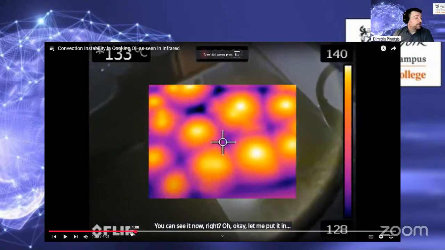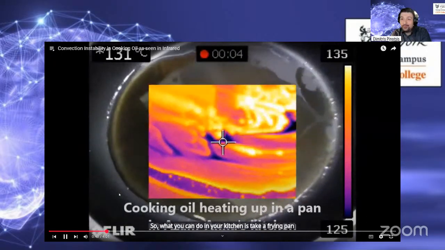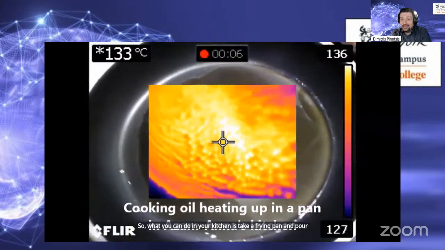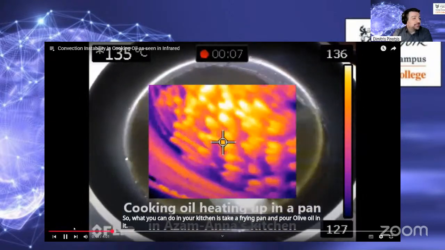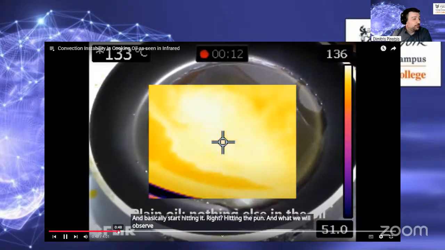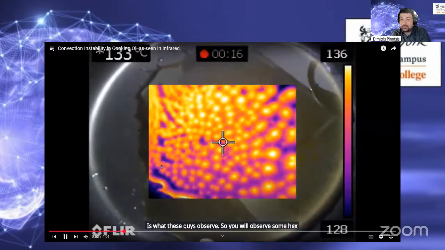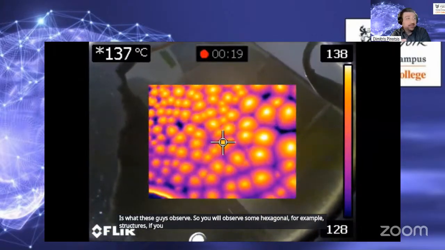So what is the analog here? And this is an experiment you can do in your kitchen, by the way. Take a frying pan, pour olive oil in it and start heating it. What you will observe, if you had a microscope, is what these researchers observe: hexagonal structures, if you like chemistry from school.